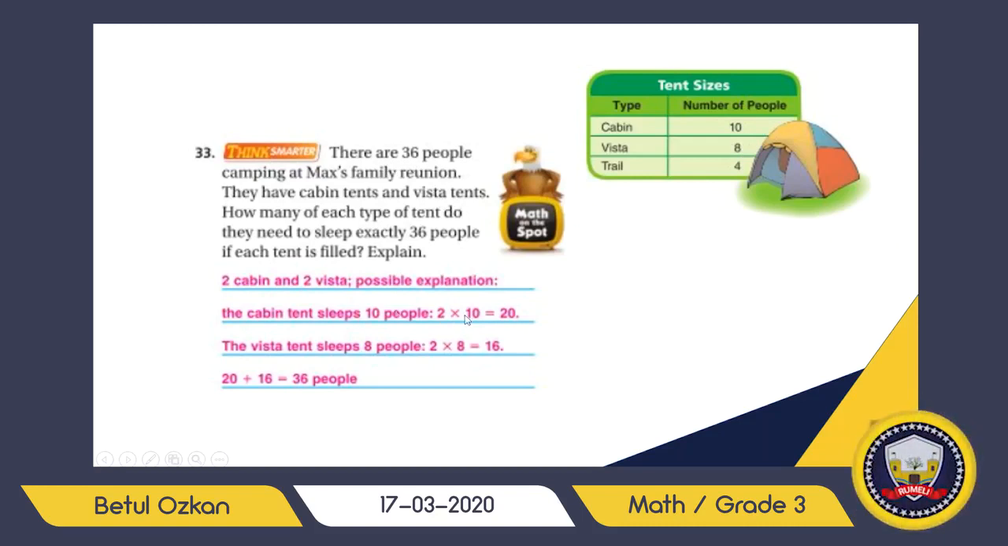Let's check. 2 times 10, 20. 20 people will stay in cabin tents. 2 times 8, 16. 16 people will sleep in vista tents. In total 20 plus 16, I'll get 36 people exactly. Perfect.